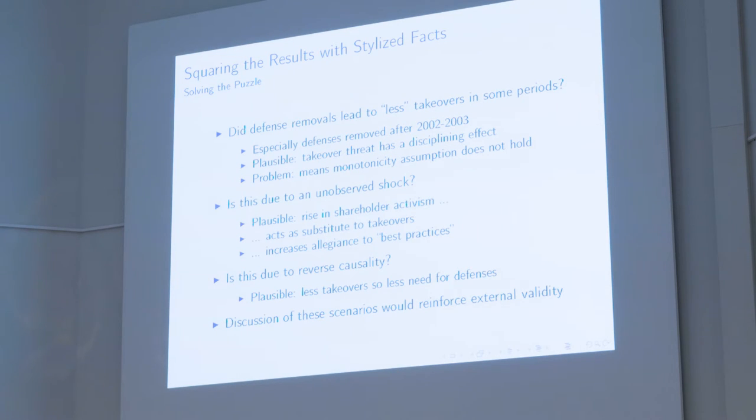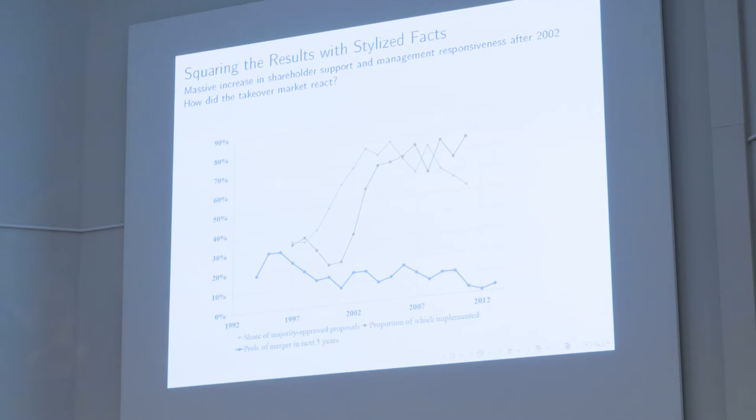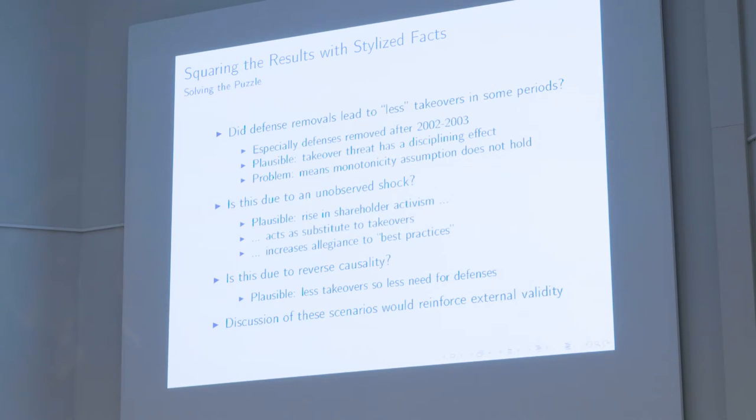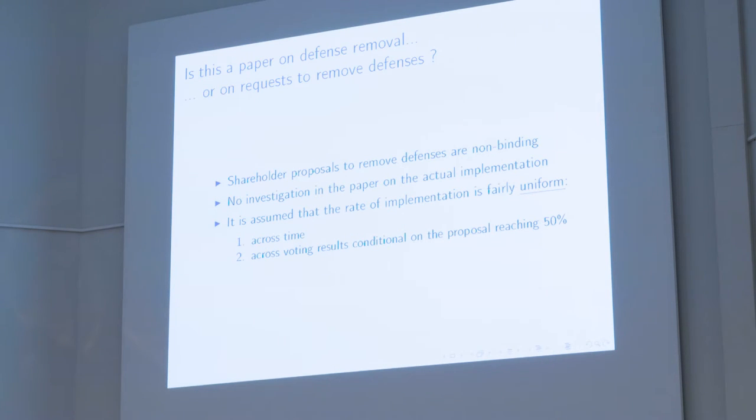But I think it would be important to discuss that for external validity, because if you look at what happens at the very end of the sample, where the takeover probability is like 3-5%, you might think, okay, it cannot go down much more if we had additional defenses in this firm, because it's already very low. So what would be the effect of having these defenses in the end?